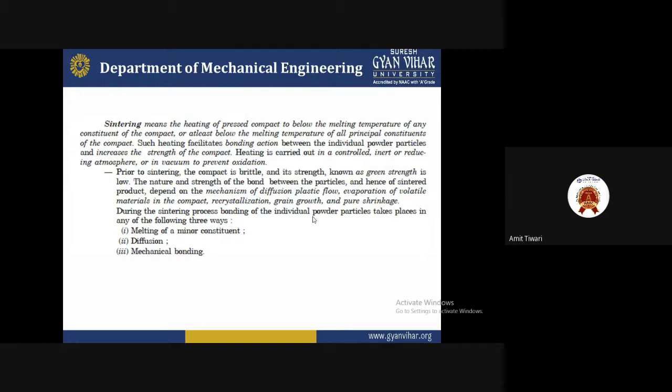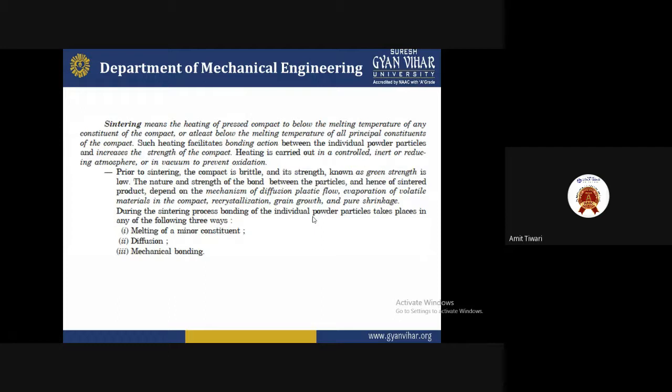So there are some types of mechanisms which are depending. The first mechanism is the mechanism of diffusion and plastic flow. Diffusion and plastic flow is the first mechanism. Second is the evaporation of volatile material in the compact. And the recrystallization, grain growth, and pore shrinkage are to be observed.